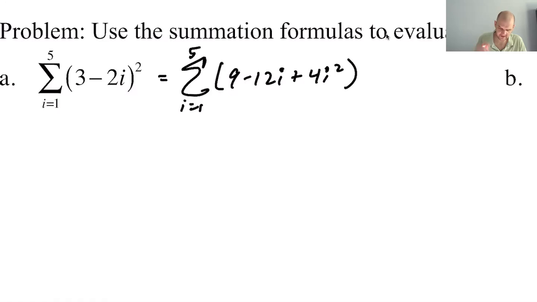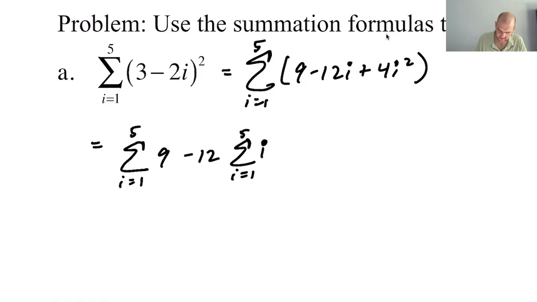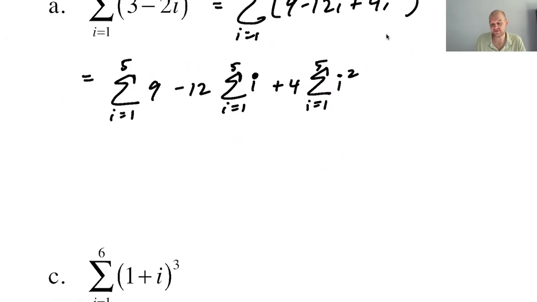So we have this. All right, now I'm going to break this up into 3 summations because you're allowed to do that. So this will be the sum of 9, and then I'm going to say minus 12 times the sum of i, and then plus 4 times the sum of i squared.